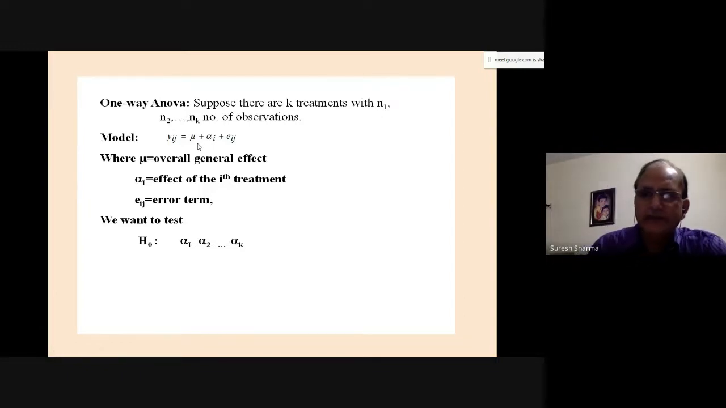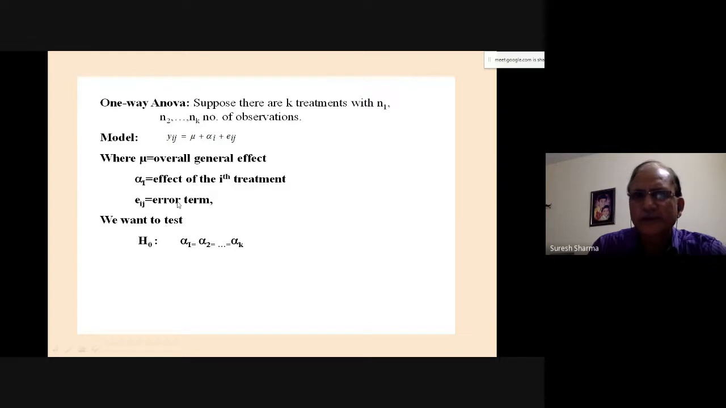For example, I am sitting in Chandigarh. Some of you are sitting in Calcutta. I cannot say that I am taking more oxygen than you. If I am teaching a class of 50 people, I cannot say that I am standing and you are sitting, so I am taking more oxygen than you. Some things are constant; we are living in the same environment. So to cover that component, we write the overall general effect, which is beyond your control. Alpha i is the effect of the ith brand or treatment. Eij is error.